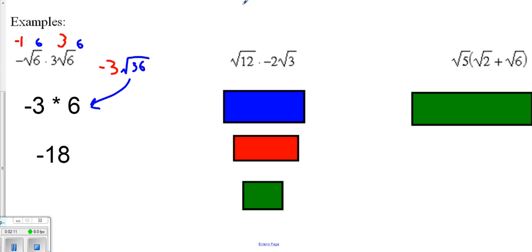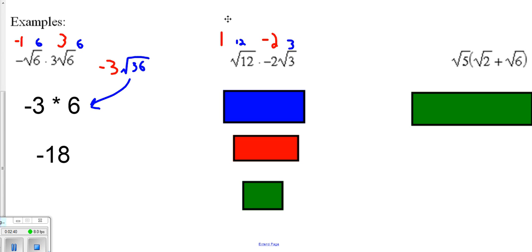Let's do another one. We've got square root of 12 times the negative 2 square roots of 3. Well, on this 12, the coefficient is 1. There's nothing out there. So it's 1 times this amount. For this one, the coefficient is negative 2. For our first piece, under the square root, we have 12. On our second piece, under the square root, we have 3.